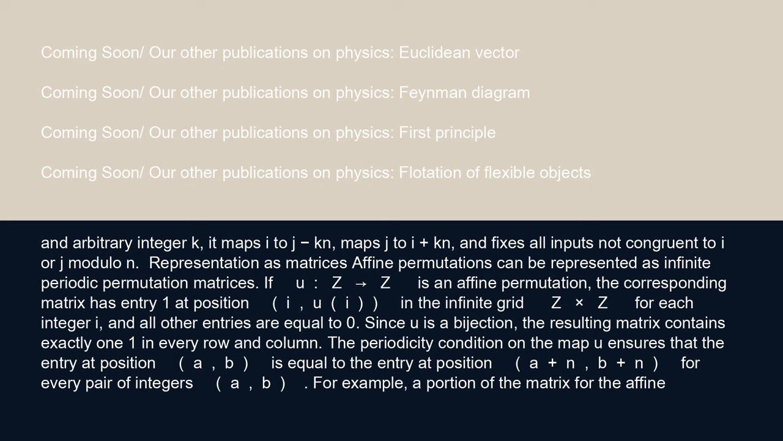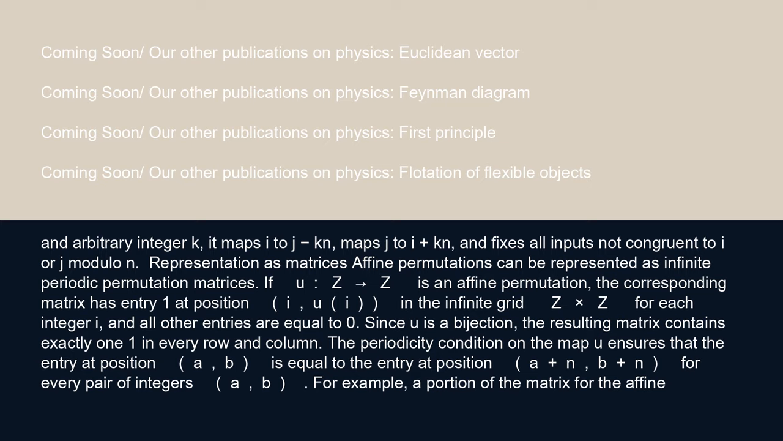Representation as matrices. Affine permutations can be represented as infinite periodic permutation matrices. If u: Z → Z is an affine permutation, the corresponding matrix has entry 1 at position (i, u(i)) in the infinite grid Z × Z for each integer i, and all other entries are equal to 0. Since u is a bijection, the resulting matrix contains exactly one 1 in every row and column. The periodicity condition on the map u ensures that the entry at position (a, b) is equal to the entry at position (a + n, b + n) for every pair of integers a, b.